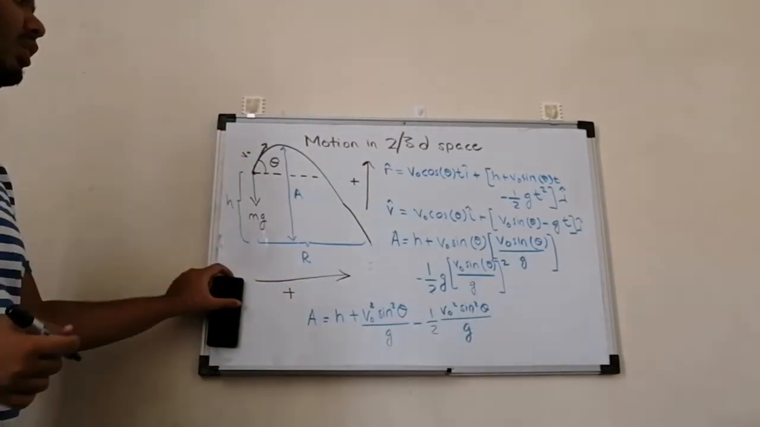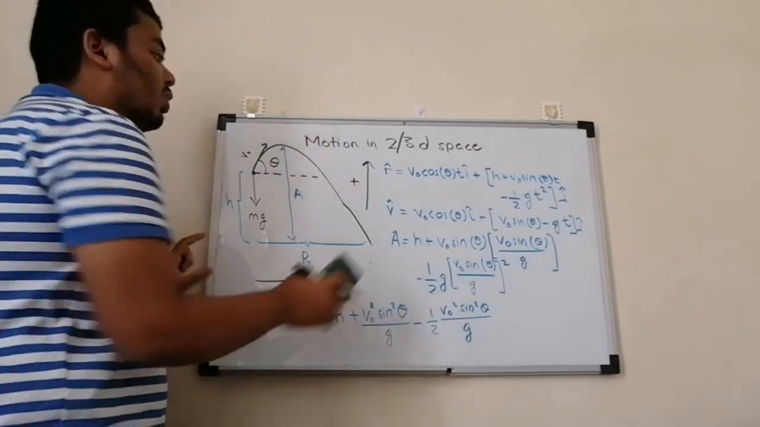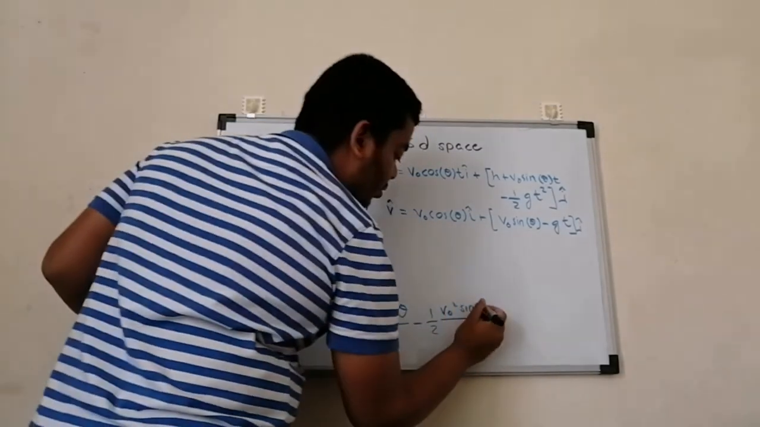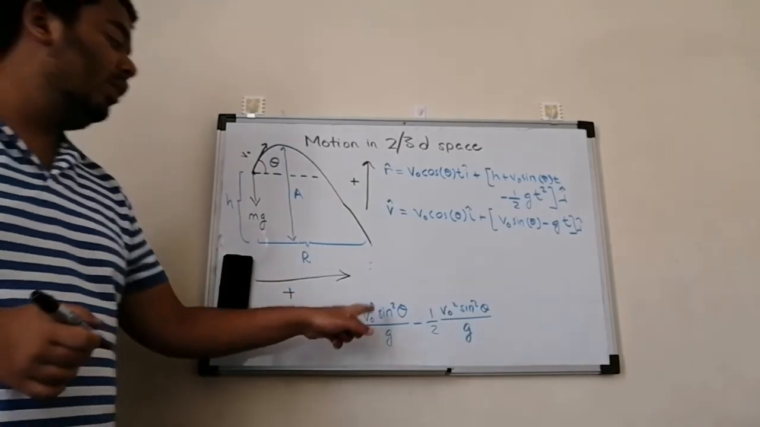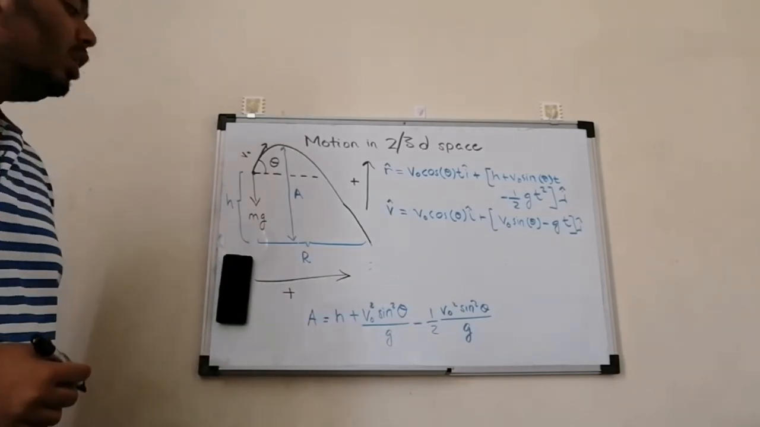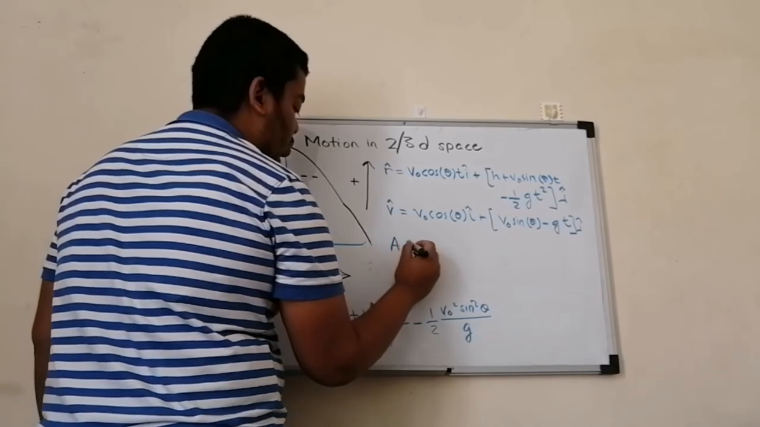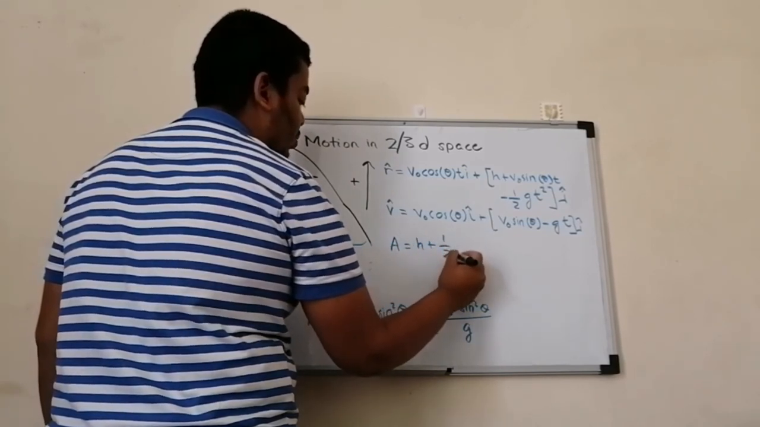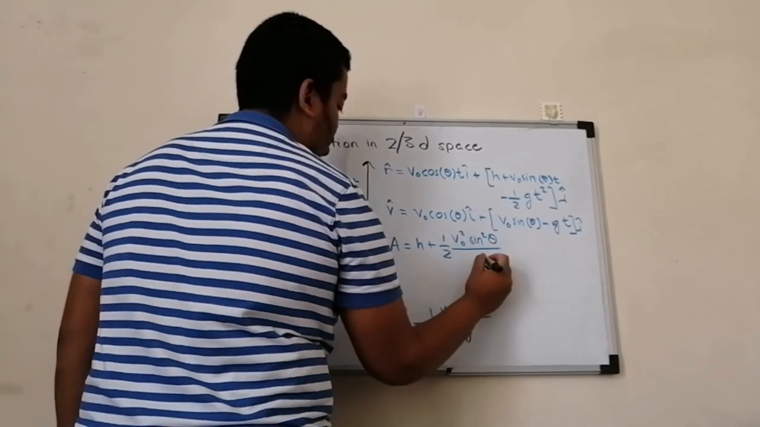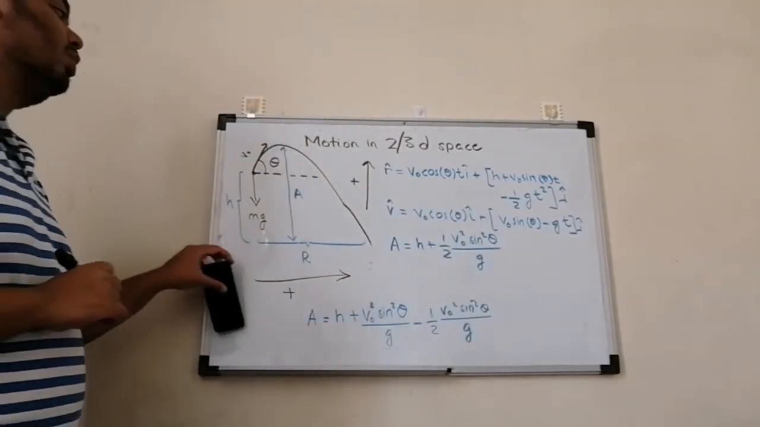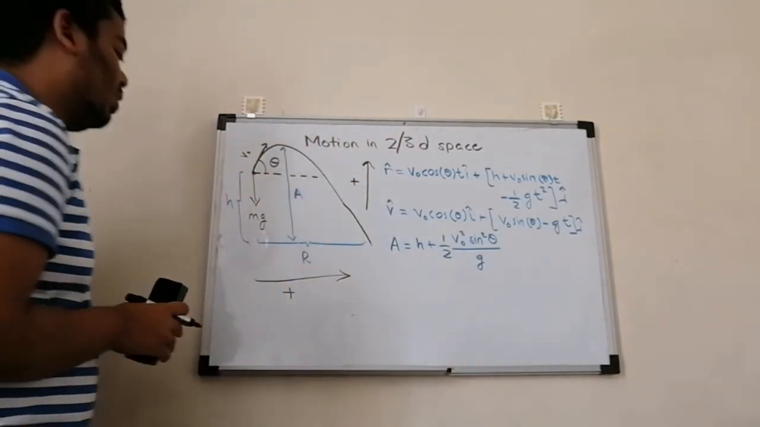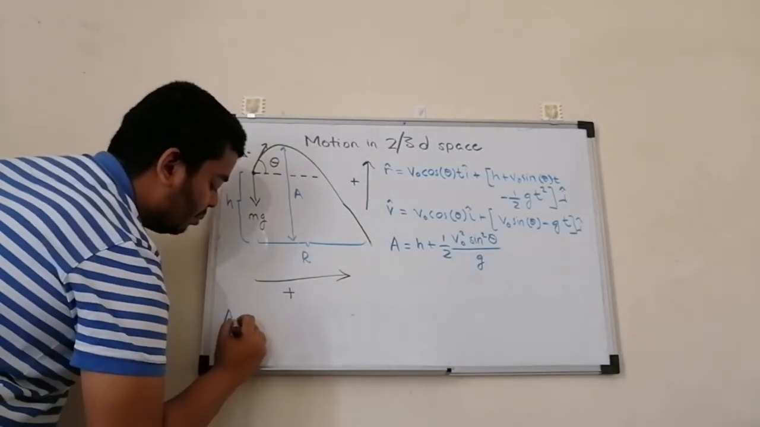If you simplify this step further, you'll notice that this is 1 minus 1 upon 2. So 1 v squared sine squared theta over g minus 1 upon 2 v squared sine squared theta upon g. So you'll be left with the maximum altitude equal to h plus 1 upon 2 v squared sine squared theta upon g. There you go. That's the maximum altitude. Let me keep that as it is for now.